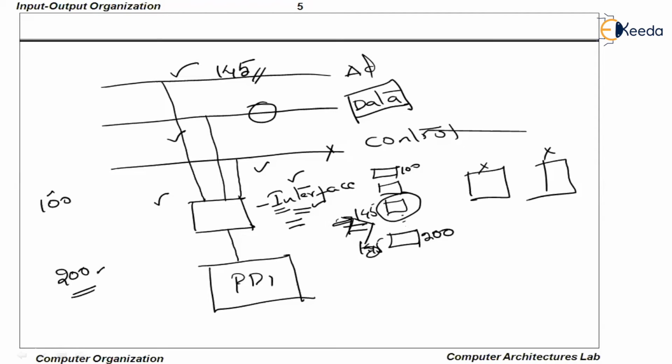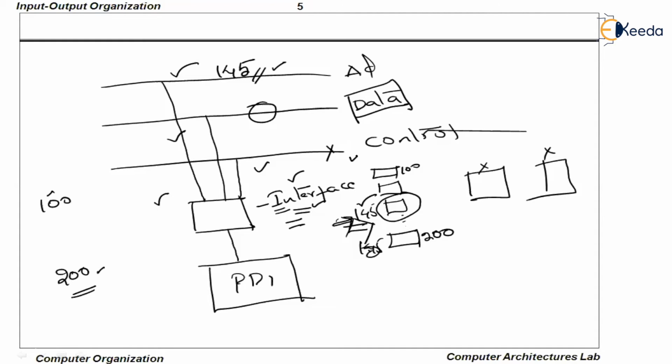Again, interfaces will be decoding the address bus. The moment the address bus is decoded to one of the interfaces, only that interface will get activated. Remaining interfaces will shut down. Then immediately it is going to transfer the data which is available in the data bus to the corresponding address which is specified in the address bus. That is the 145th register in this case.